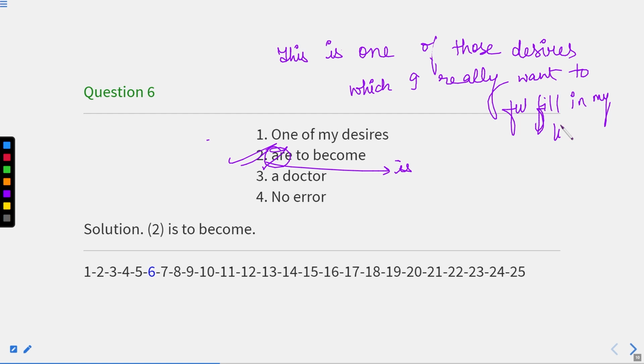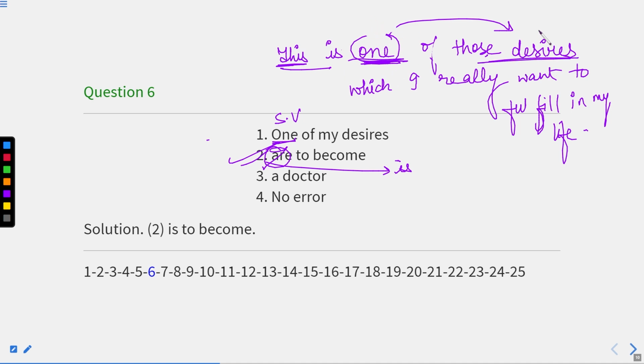Now if you see the sentence carefully, what you would see is that this is one of those desires. It means this one desire belongs to that category of desires that I really want to fulfill in my life. But if I say one of my desires, it means one out of all my desires. So this one is actually the singular subject which should be followed by the singular form of verb, but here one will not be the subject. So this will be the subject.